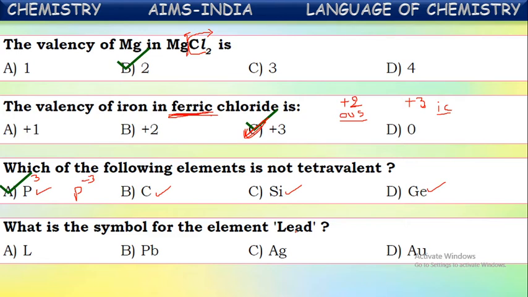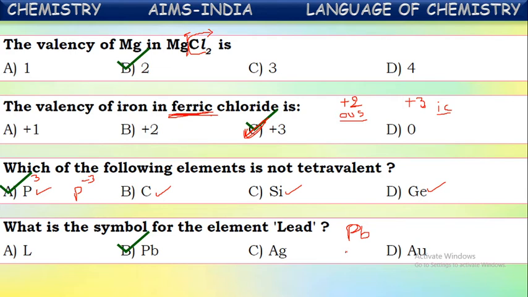But for some elements, around 11 elements, the symbols come from their Latin names. For example, lead has its symbol from its Latin name plumbum. In that, the starting letter is P. But this P is already the symbol for phosphorus. That is why along with the first letter, the second prominent letter B is also taken from its Latin name. Now the symbol of lead is Pb, because it is derived from its Latin name plumbum.